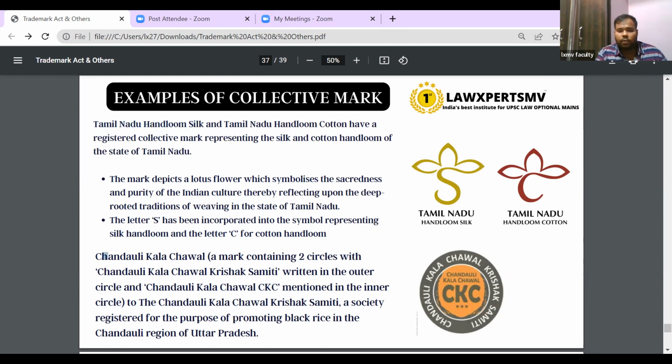Another example, Chandauli Kala Chawal, which is in Uttar Pradesh. A particular association was registered for this purpose, and they want to promote the black rice in that particular area, and they have acquired the trademark for it. So when they acquire these logos, it is known as a collective mark or collective trademark. Very simple.